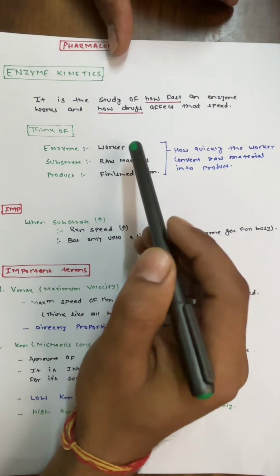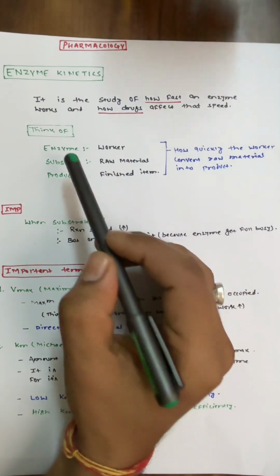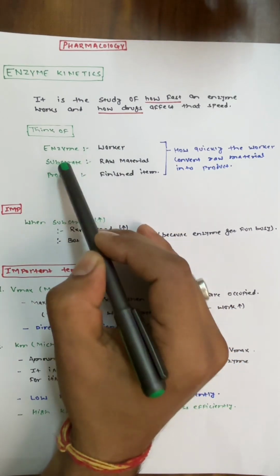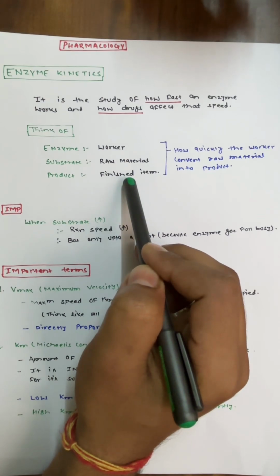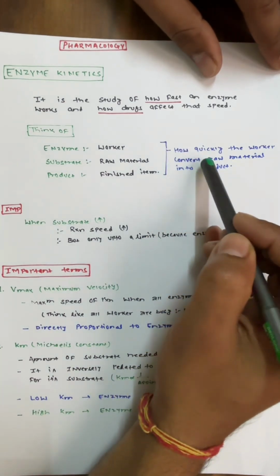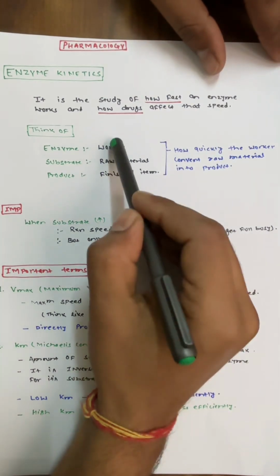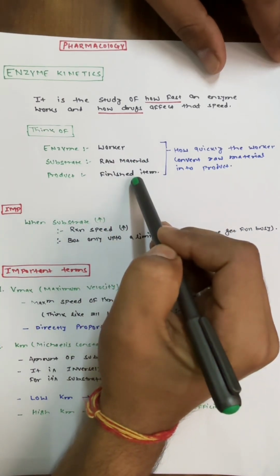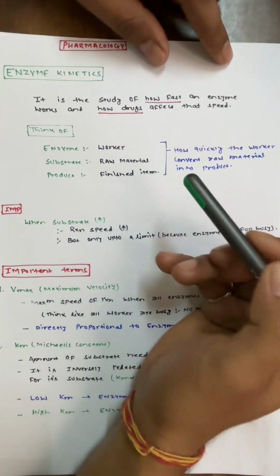So let's visualize this concept like this. Think of enzymes as a worker, substrate as the raw material, and products as the finished item. Kinetics is just measuring how quickly the worker converts these raw materials into the finished item.